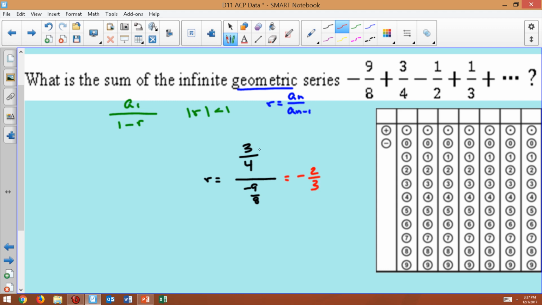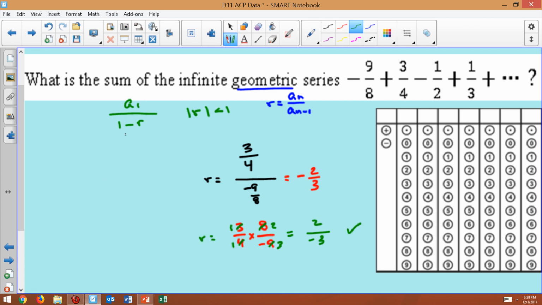To make sure I do this correctly, I'm going to go through the algebra. If you're dividing a fraction by another fraction, you take the first fraction and multiply it times the reciprocal of the other fraction, which coincidentally will be easier. We can see that 3 would go into 9 3 times, and 4 would go into 8 twice. We multiply across, and I'm getting 2 over negative 3 as well. So that's our rate. That is our r. It did in fact work.